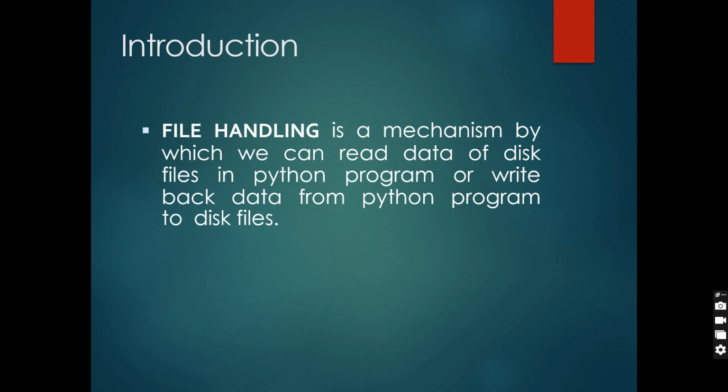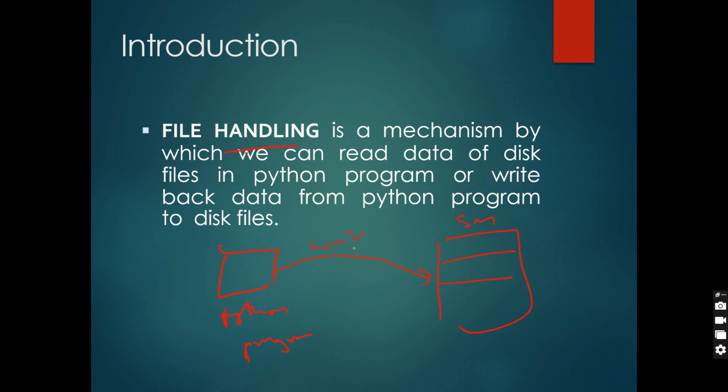In this particular video, I will discuss file handling in Python. File handling is a mechanism by which we can read the data of disk files in a Python program, or write back the data from the Python program to the disk files. So here we have a Python program, and the particular file is located in the secondary memory, or you can say disk. Python programs can access this particular file.